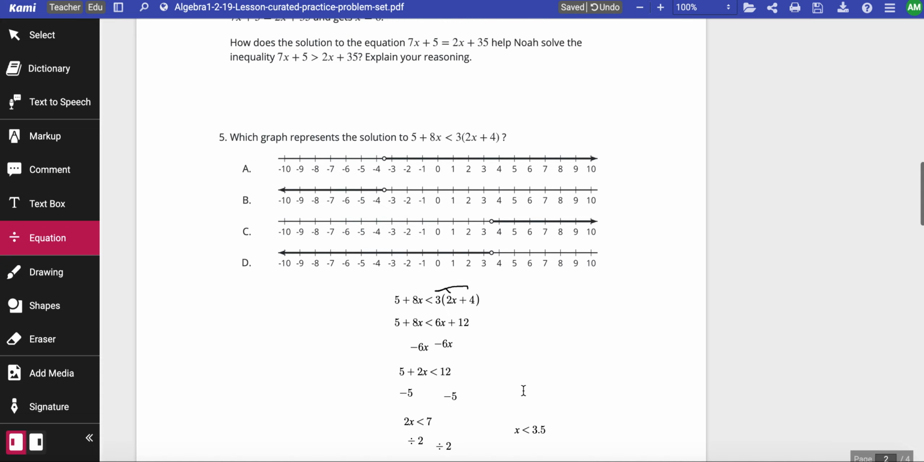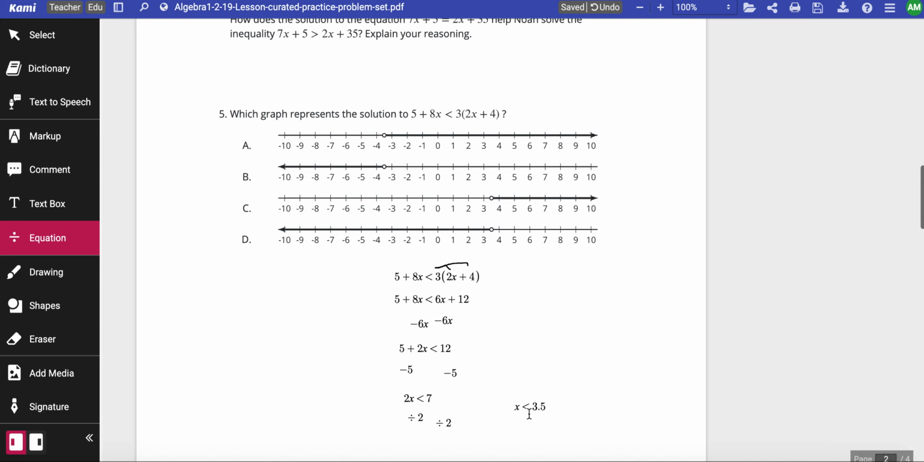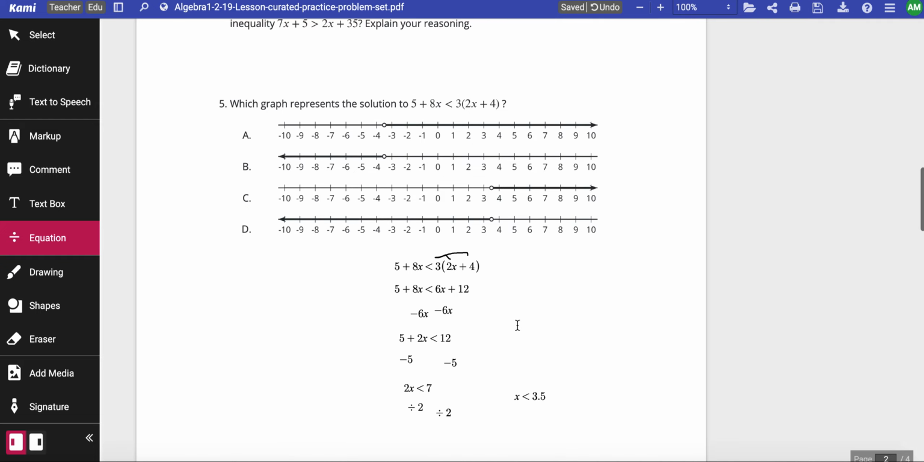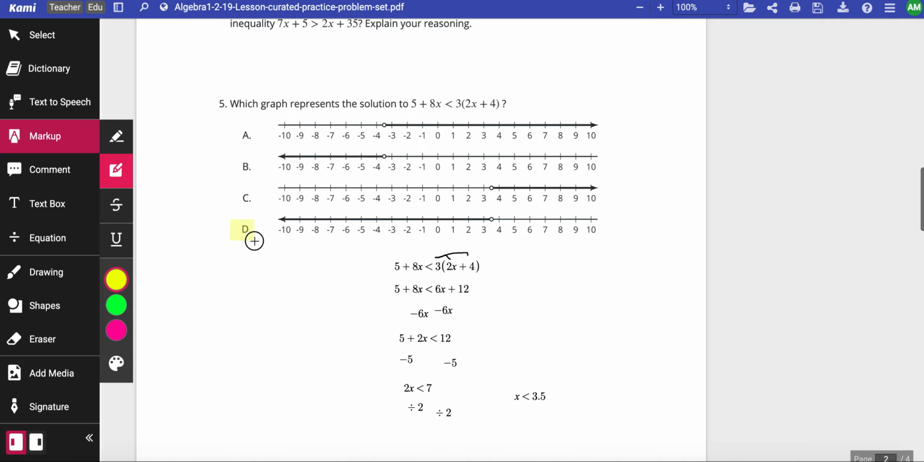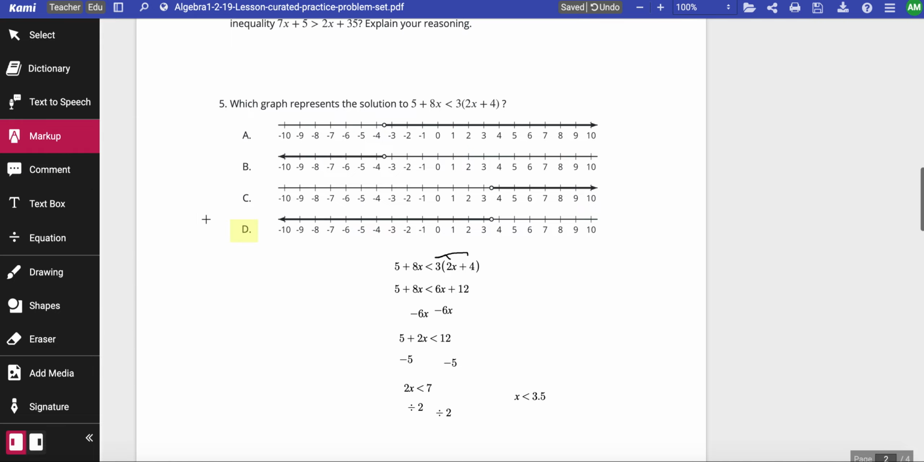Now, it is just less than, no equal to, so we know the circle is going to be open. And we've got to find 3.5. These are negative 3.5, A and B, so you know it can't be that. This says x is greater than 3.5. This says x is less than, so it has to be D. And if you look, is 0 less than 3.5? Yes, so that makes it true, and that works.